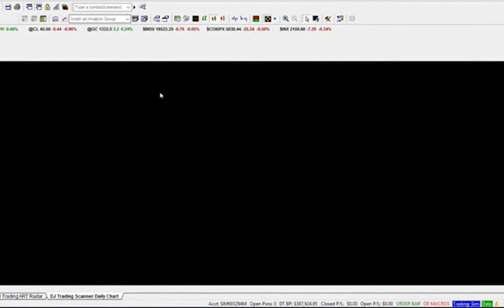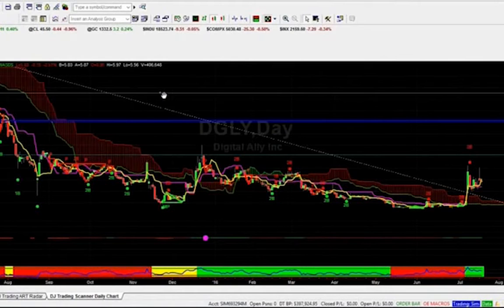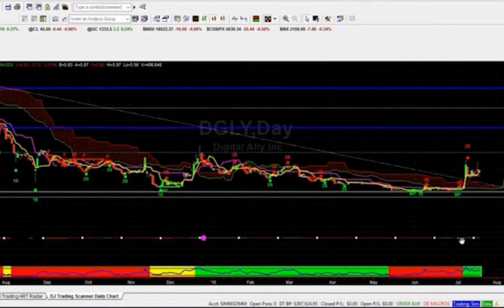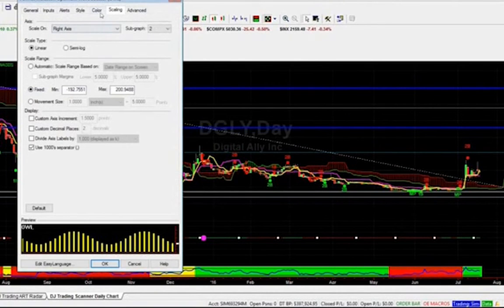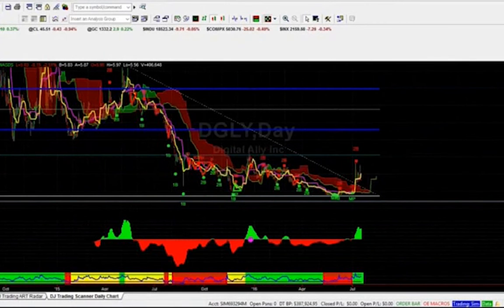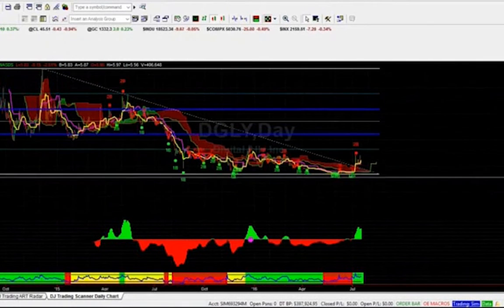So here's a smaller cap stock. It's Digital Ally, symbol DGLY. They supply apparently equipment, body cams and stuff to police departments. So however you feel about that, this isn't a political discussion, but certainly that's going to be in demand. And what we see on DGLY is they were in a monstrous downtrend, right?